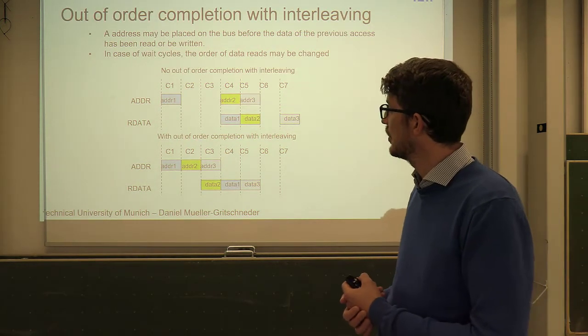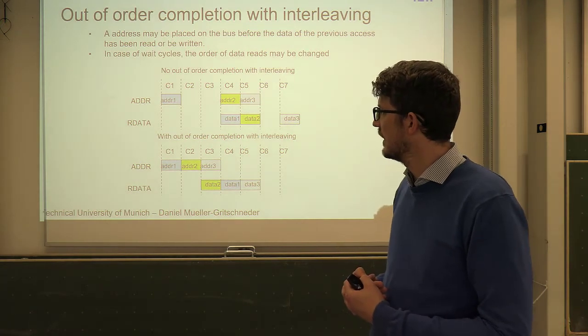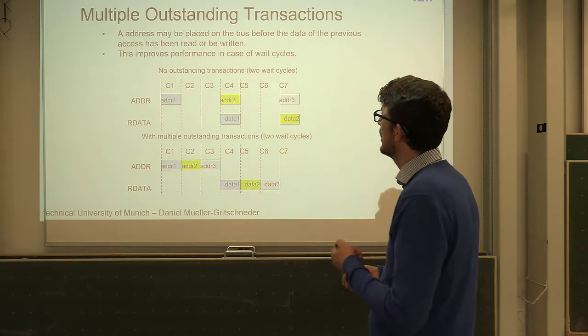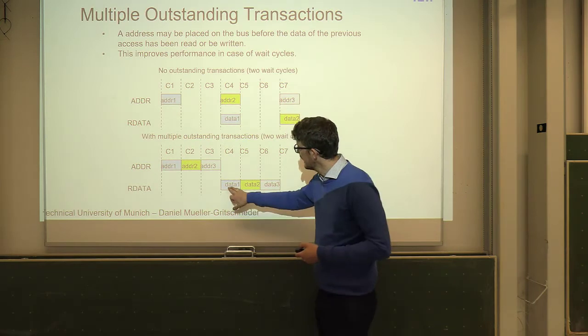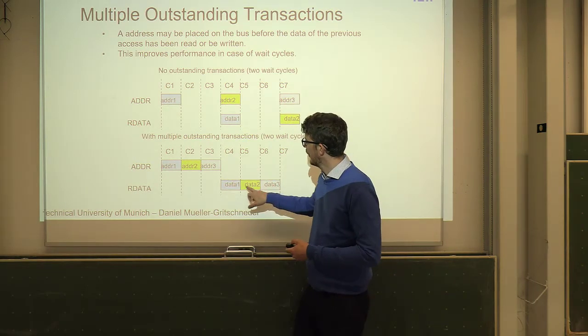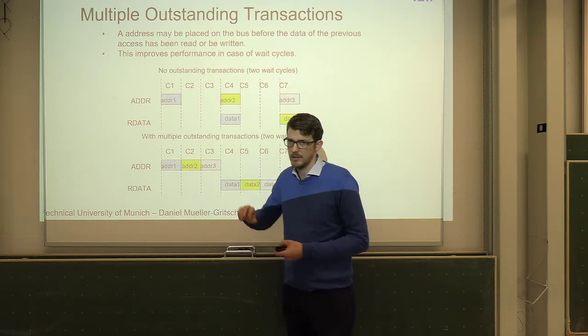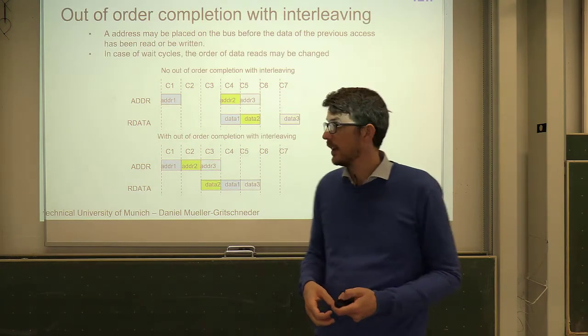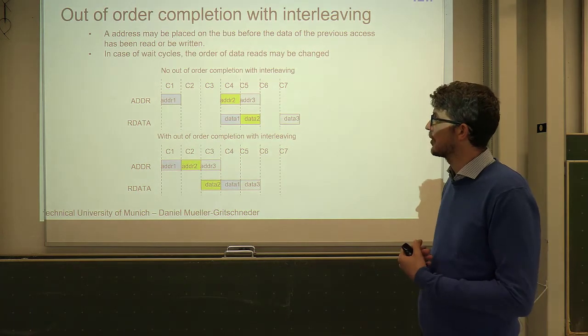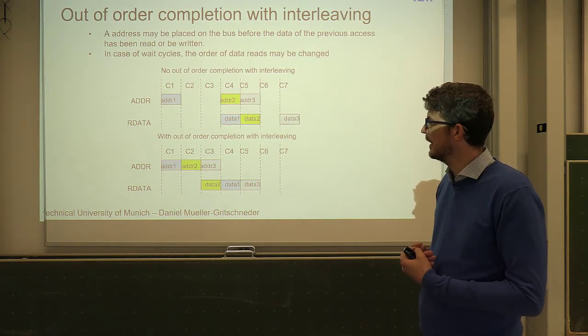The next thing you can do, and it becomes even more complex, is this: if you go back to multiple outstanding transactions, still the data is coming back in order. You first get the data from the first access, then from the next access, then from the next access, right? The order is not changed. So the next feature would be something called out-of-order completion with interleaving.